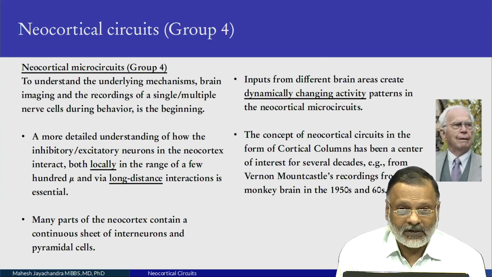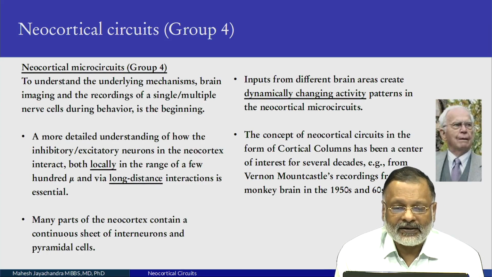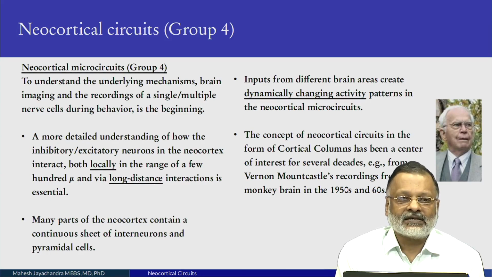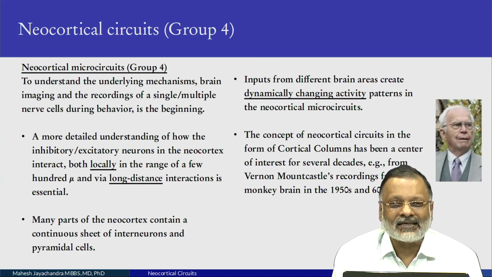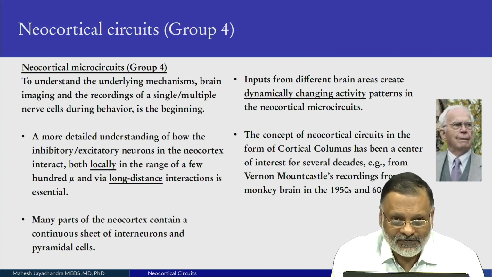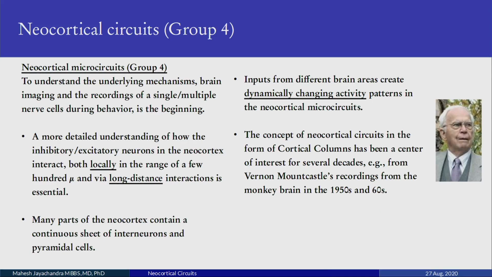Many parts of the neocortex have a continuous sheath of interneurons and pyramidal cells. And these inputs from different brain areas create a dynamically changing activity. It's like Charles Scott Sherrington said, an enchanted loom. You constantly have it flashing and turning, and different things are happening. The concept of neocortical circuits in the form of cortical columns has been the center of research interest in many labs over many decades. And this all stemmed from Vernon Benjamin Mountcastle's classic recordings from the monkey brain in the 1950s and 60s.